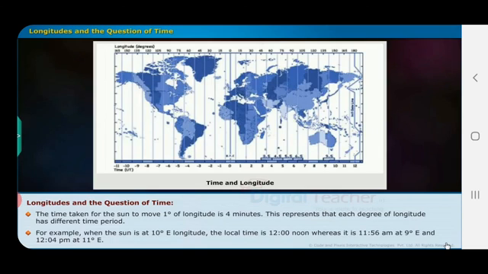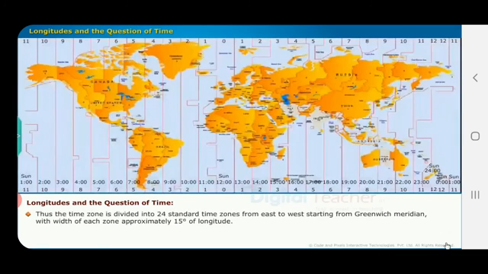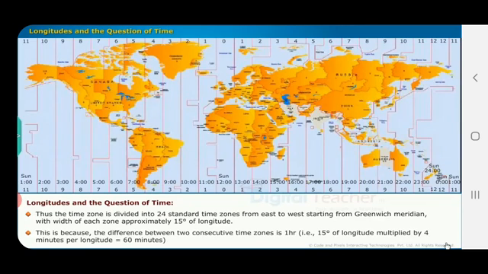at 11 degrees east. Thus, the time is divided into 24 standard time zones from east to west, starting from the Greenwich meridian, with the width of each zone approximately 15 degrees of longitude. This is because the difference between two consecutive time zones is 1 hour. That is, 15 degrees of longitude multiplied by 4 minutes per degree equals 60 minutes.